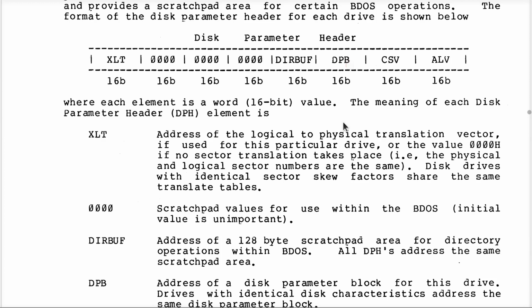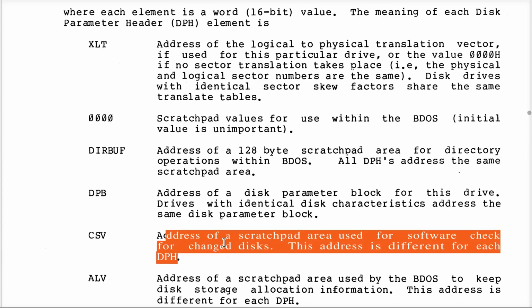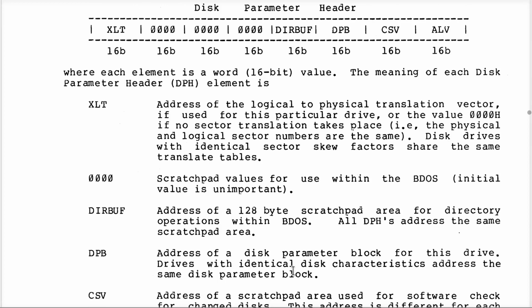All right. What's the CSV? The CSV is a scratchpad area for software check for changed disks. This needs to be different for each DPH. All right, so we have to create another buffer, another scratchpad area, and put its address in here. Now that turns out to be optional as well, as we'll see.